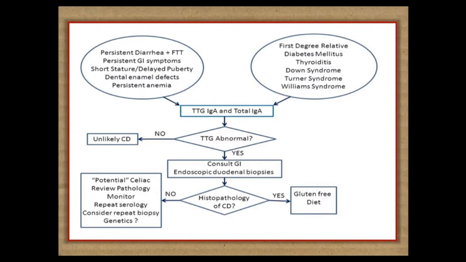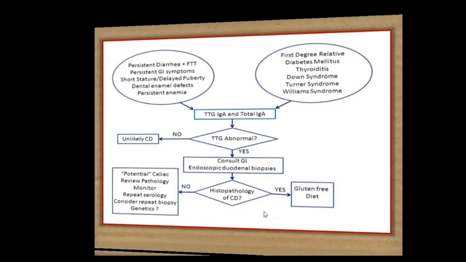So if the histopathology is normal, what you consider here is that this may be potential celiac disease because just the serology is positive. He may develop the abnormality later on, and you have to review the pathology and monitor and repeat the serology and consider repeat biopsy or genetics accordingly. But of course, if the histopathology is positive, this is a confirmed case of celiac disease, and you have to go directly to the management, which is the gluten-free diet, and we will talk about this later on.